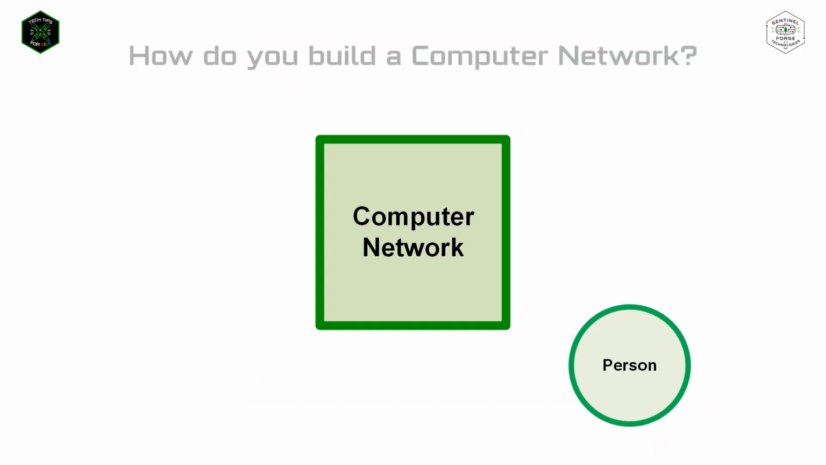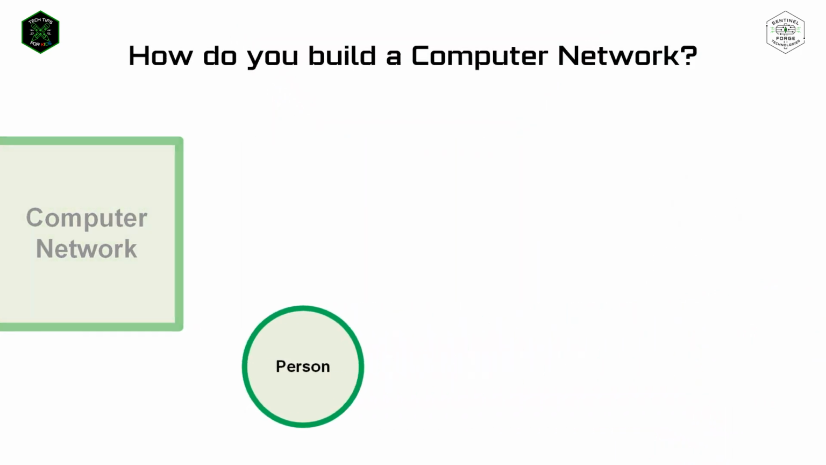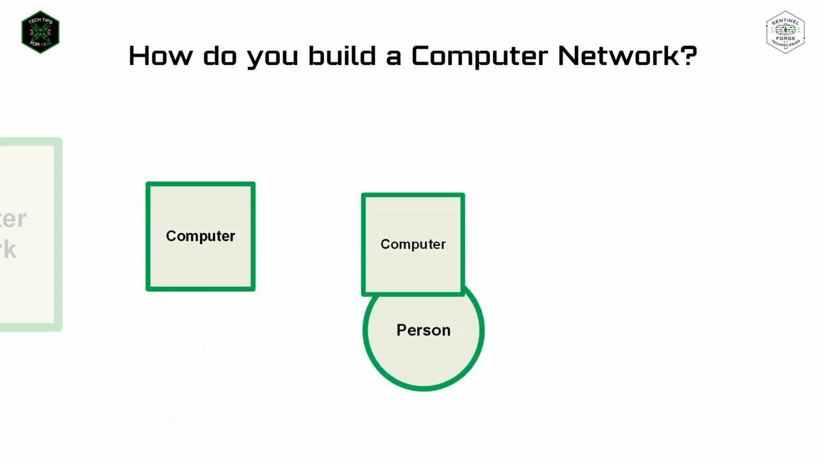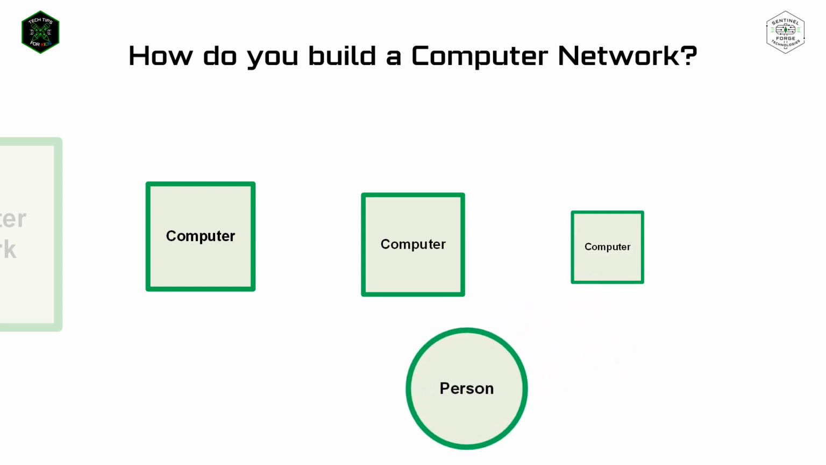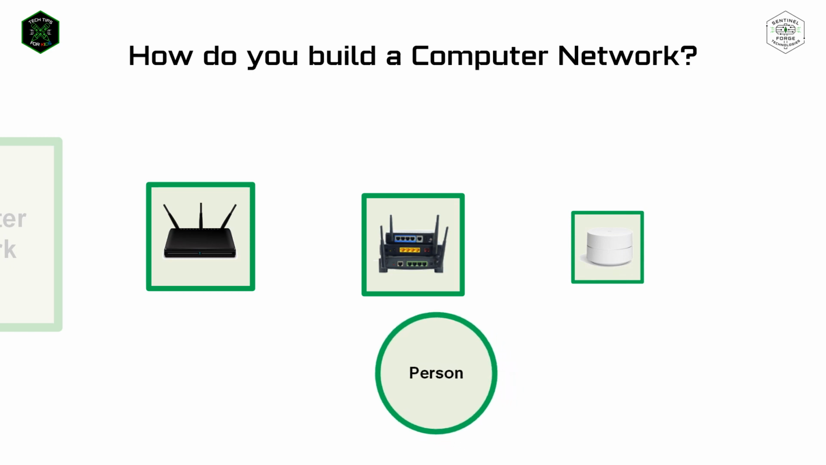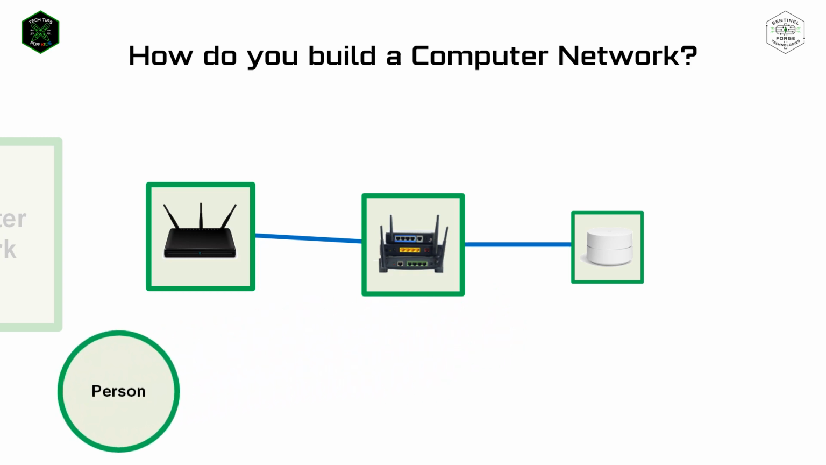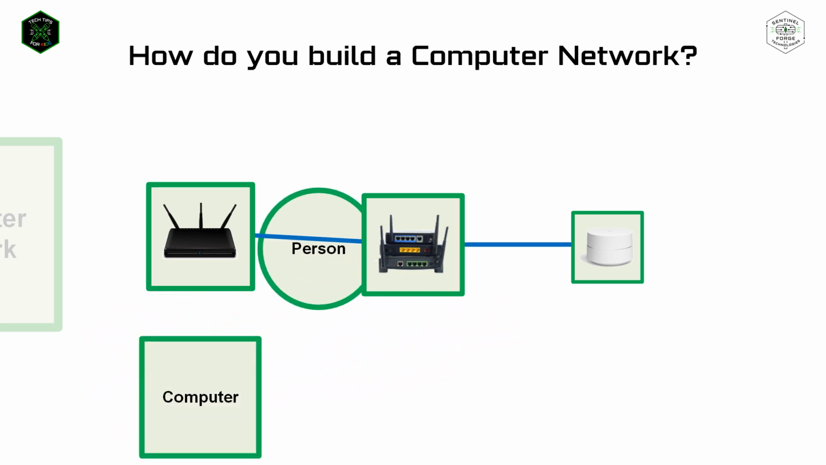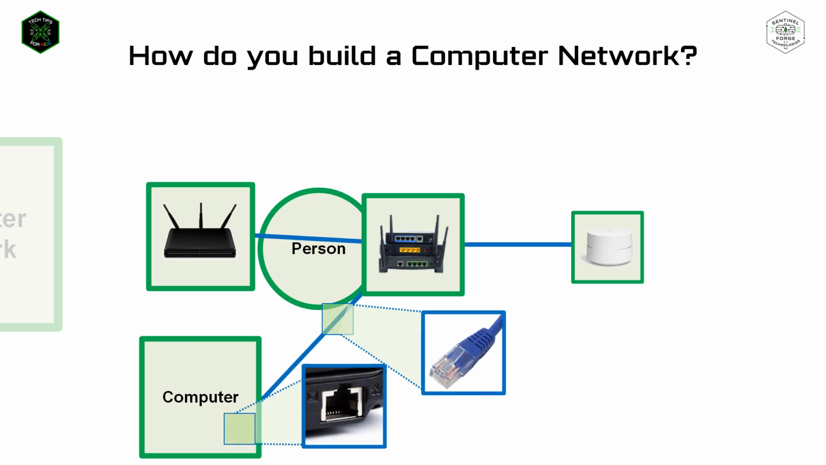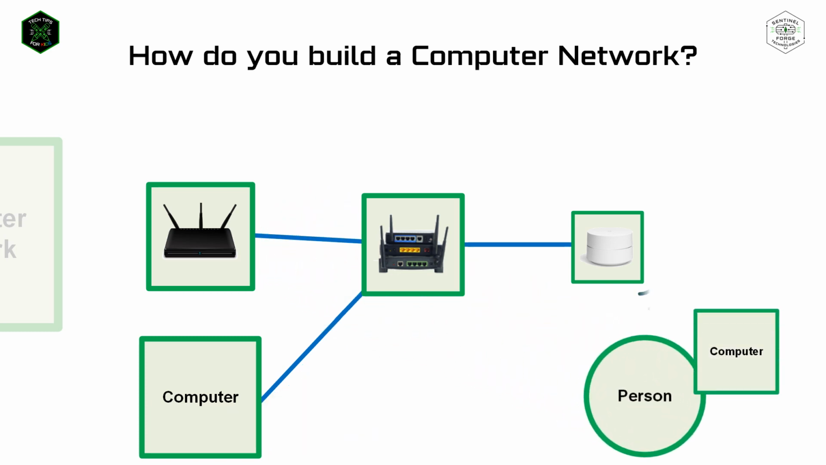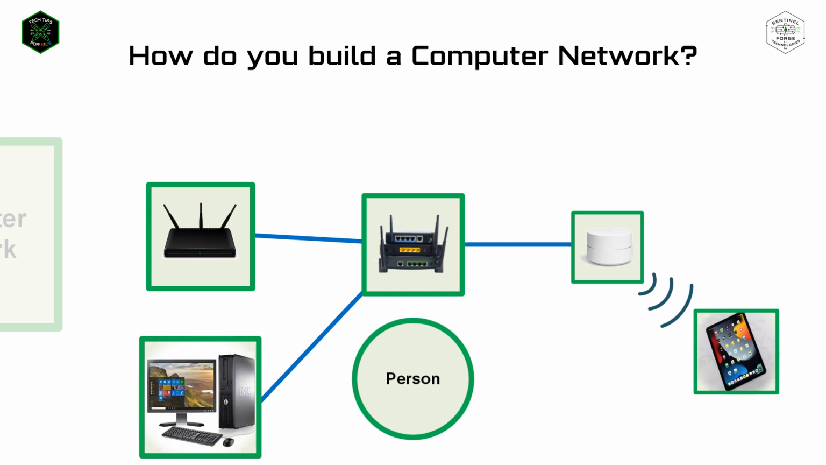So how do you build one of these computer networks? Well, most computer networks are built using several different special computers that have names like routers, switches, and wireless access points. These devices are designed to link the different computers in a computer network together. These links can either be a wired connection, where a special cable plugs into a physical port in the back of a computer, or a wireless connection, which uses radio waves to communicate with other computers on the network.